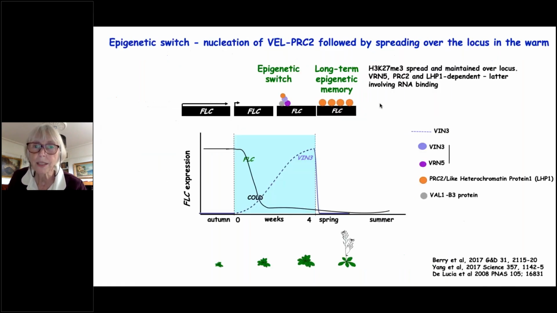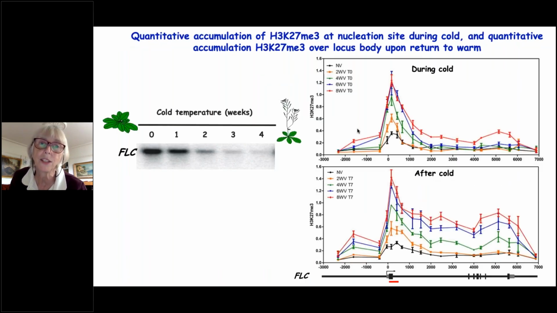When the plants come back into the warm, this epigenetic silencing is reinforced by spreading of PRC2 across the whole body of the gene in the long-term epigenetic memory state. So those are the different stages we know about. Because we were analysing PRC2, which is classically involved with H3K27 trimethylation, of course we looked at that particular histone modification over the locus in these different parts of the cold steps.